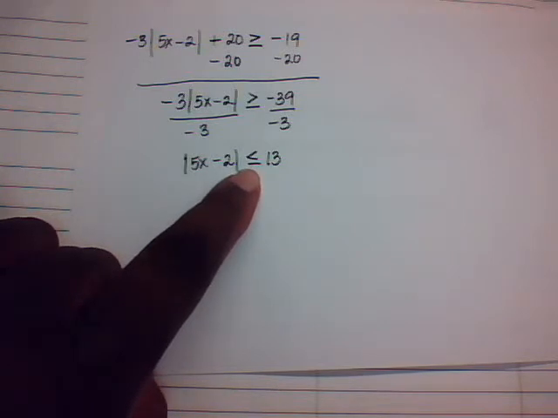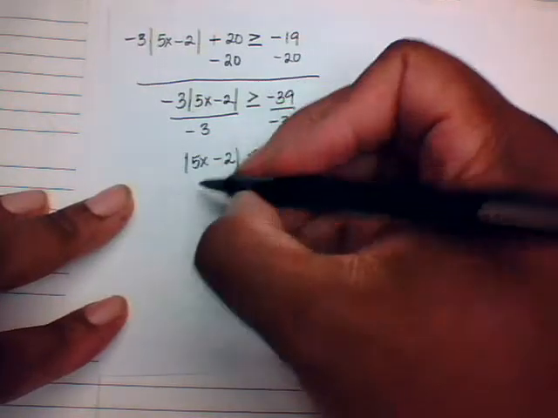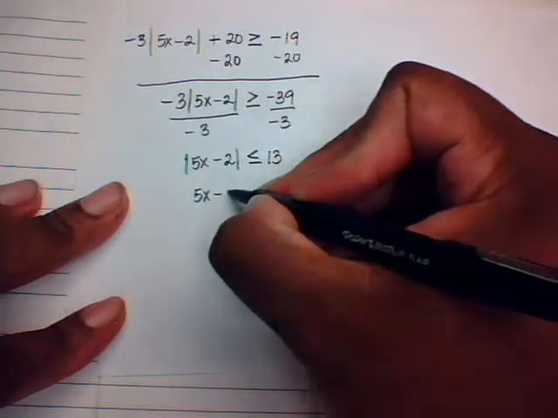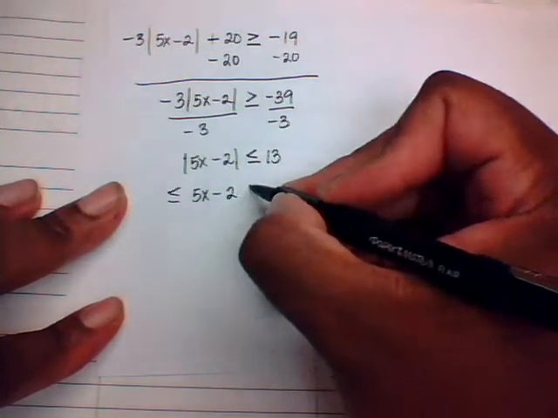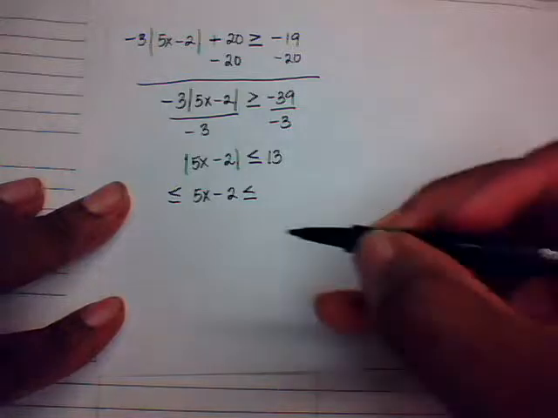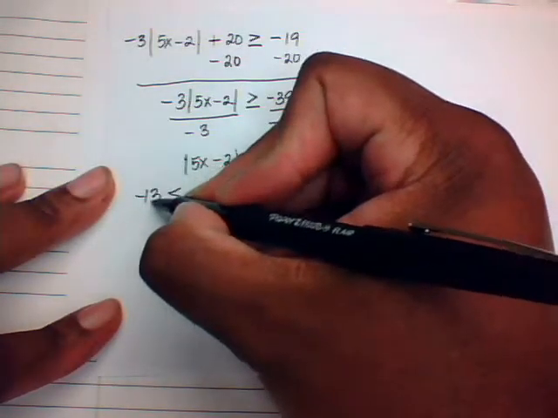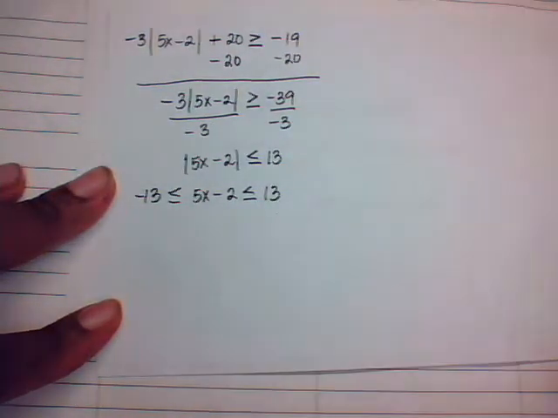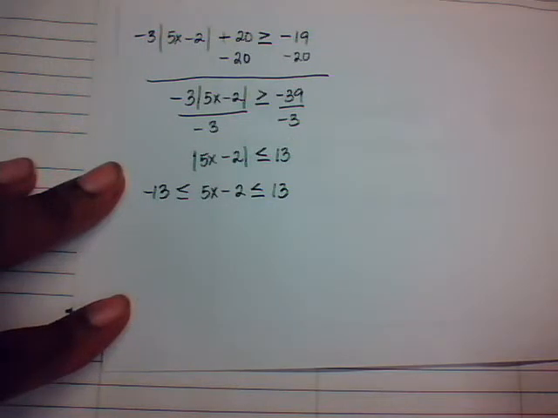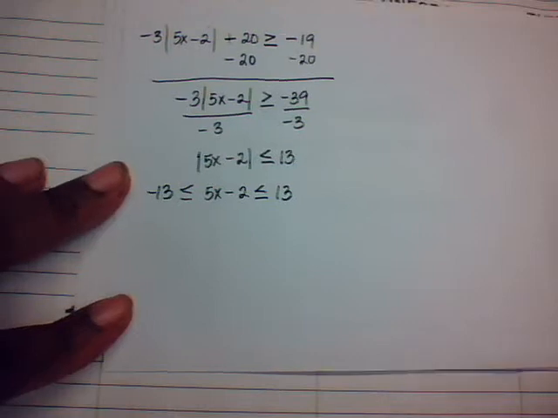That means we need to write this absolute value inequality as a compound inequality, which means this. The 5x minus 2 goes in the middle of the less than or equal to symbols. The 13 on the left side becomes negative. The 13 on the right side becomes positive. And then we're going to solve this compound inequality.